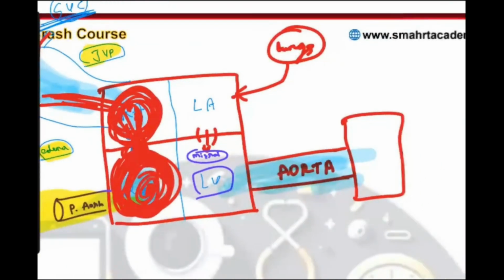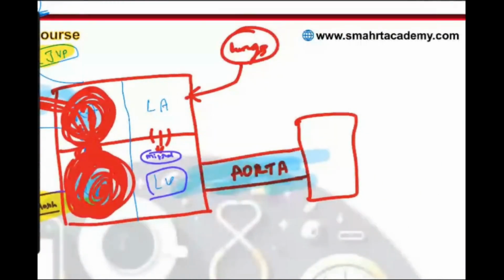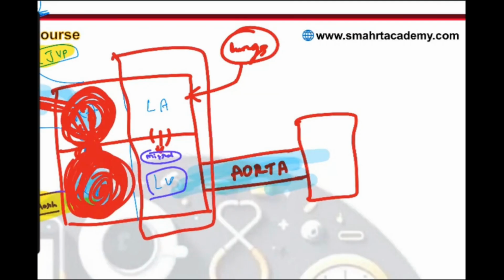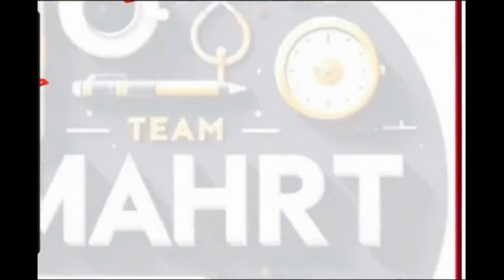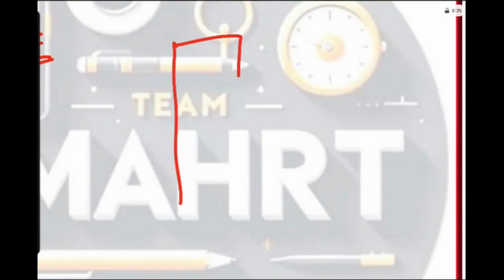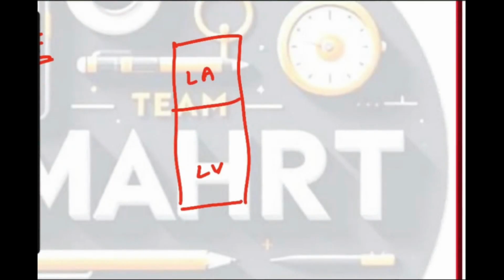Now let's assume we have a left heart failure case. So with left heart failure, what should happen? See, I'll draw the left heart again here. This is the left atrium. This is the left ventricle. Now what was happening? From the lungs, the blood was coming via pulmonary veins.